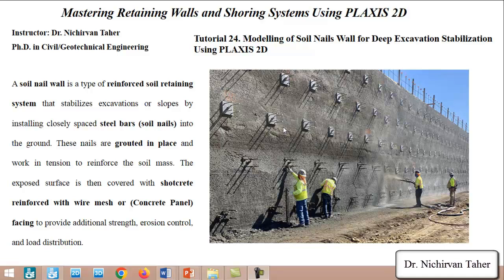They are composed of 2-3 components. The components are the Shotcrete, which is composed of spraying of concrete, and sometimes wire mesh is used for reinforcing the Shotcrete, or sometimes instead of the Shotcrete, concrete or precast concrete panels are used as a facing to provide additional strength and erosion control and distribute the load.